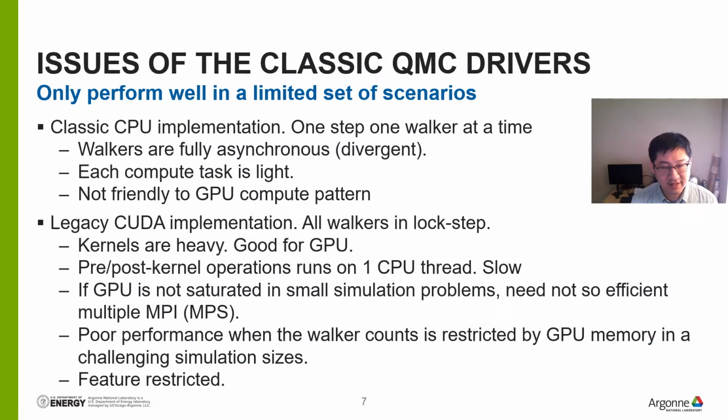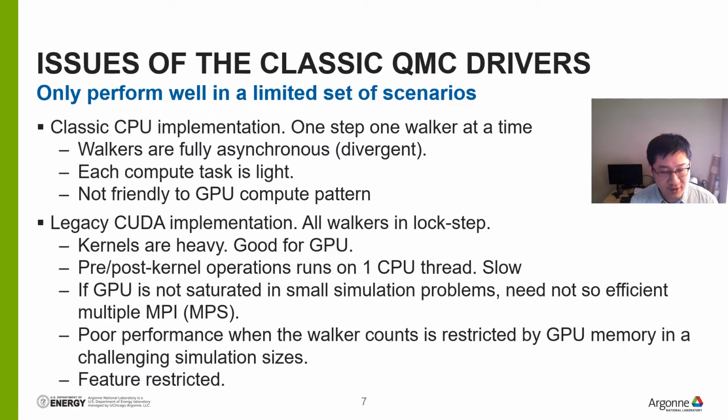Let's first look at the issues of classic drivers. In the classic CPU implementation, it operates one step, one walker at a time. Walkers are fully asynchronous. It's good for CPU, but it's bad for GPU. And also, each compute kernel is light. It's bad for GPU as well. The classic CUDA implementation in QMCPACK operates all walkers in lockstep. It is good for GPU because kernels are heavy. However, the pre- and post-kernel operations run on a single CPU thread.